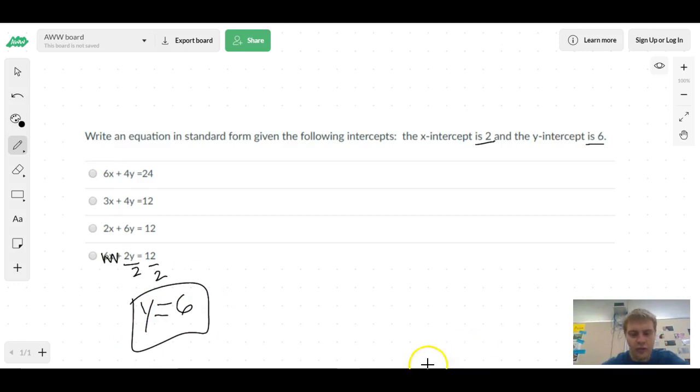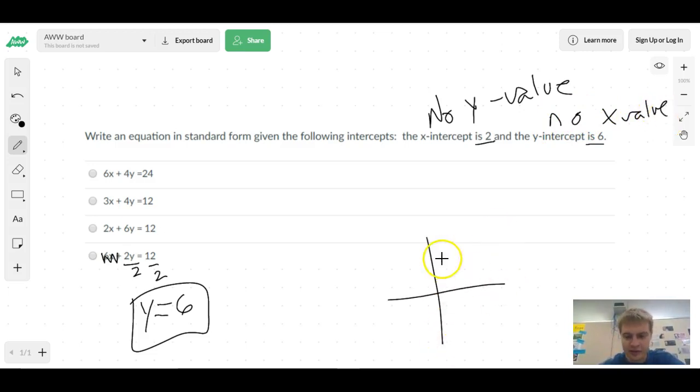So you want to make sure to find the x and y intercepts. For an x-intercept you have no y value, and for a y-intercept you have no x value, because you're on those axes. On the y-axis there's no x values. On the x-axis there's no y values. So just make sure that you use that, we talked about it before, the cover-up method, because since you have no y value, you can get rid of it or cover it up. Let's try the next one.